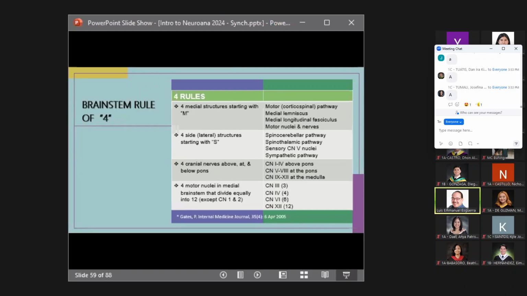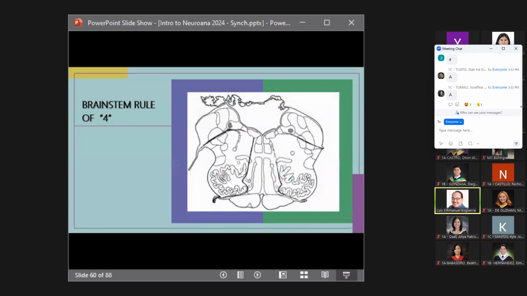So just remember that. This picture shows you what is the M: the medial nucleus, the motor nucleus of cranial nerve 12, MLF, medial lemniscus, and the pyramidal motor pathway, the pyramidal tract. Sensory is the lateral S, beside it.